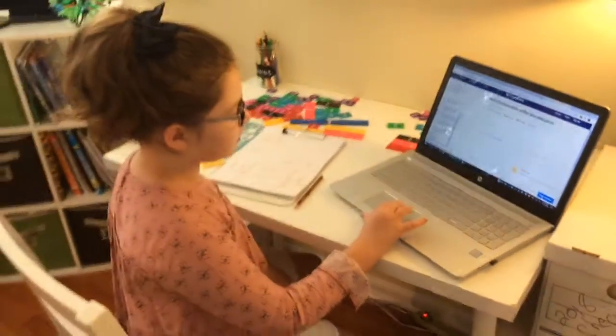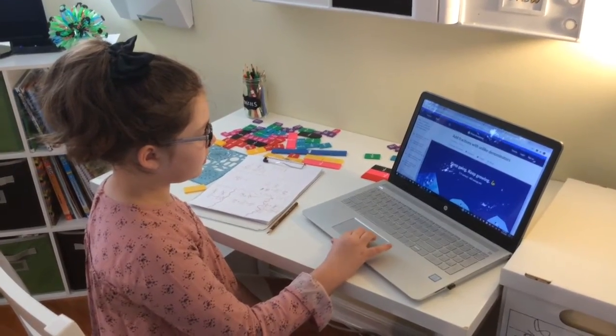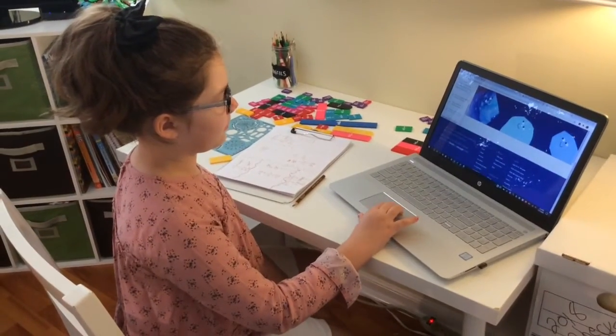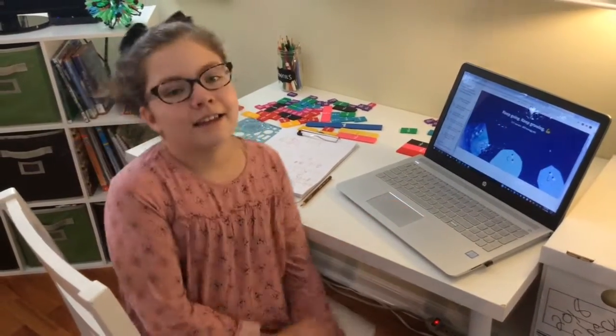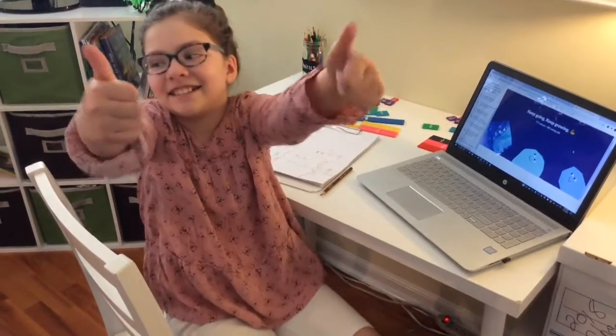Nicely done. Excellent job. I'm very proud of you. Yay. How do you feel? Do you feel like you can add fractions with unlike denominators now? Yes. I can do it. Nice. Good job.